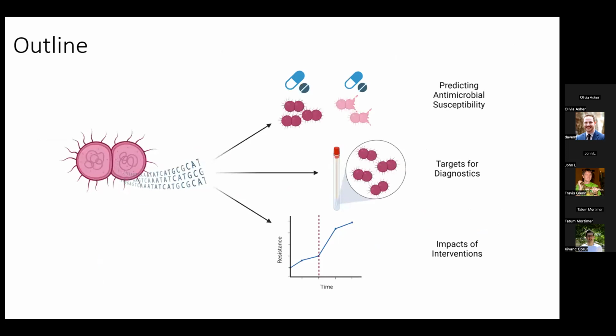I have been using genomics to help address this issue of antimicrobial resistance. I'm going to tell you a little bit about some of the work that I've done using genomics to predict susceptibility from the genome, as well as identify new genetic mechanisms that are contributing to antibiotic susceptibility, identifying targets for point of care diagnostics that predict susceptibility in the clinic, as well as understanding what the potential impacts of new interventions like doxycycline post-exposure prophylaxis might have on antimicrobial resistance in gonococcus.